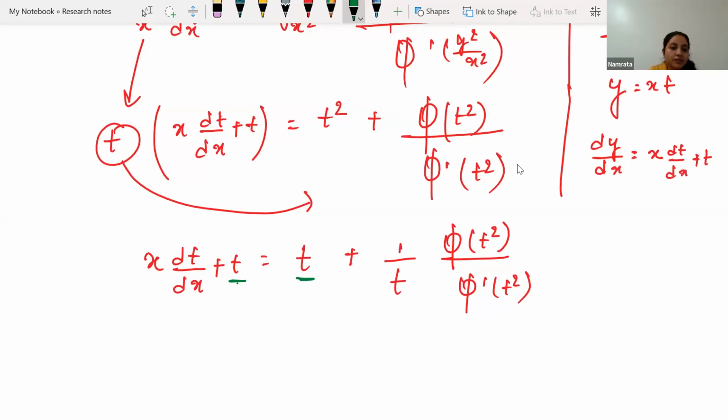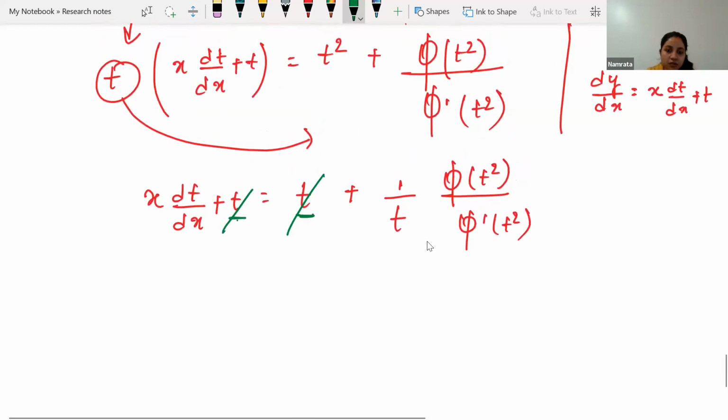Here also we are having t, here also we are having t, so it will just cancel out. Now here we are having dt, terms related to t, and here we are having x dx, so we will separate. Okay, variable separable, so we will separate it.